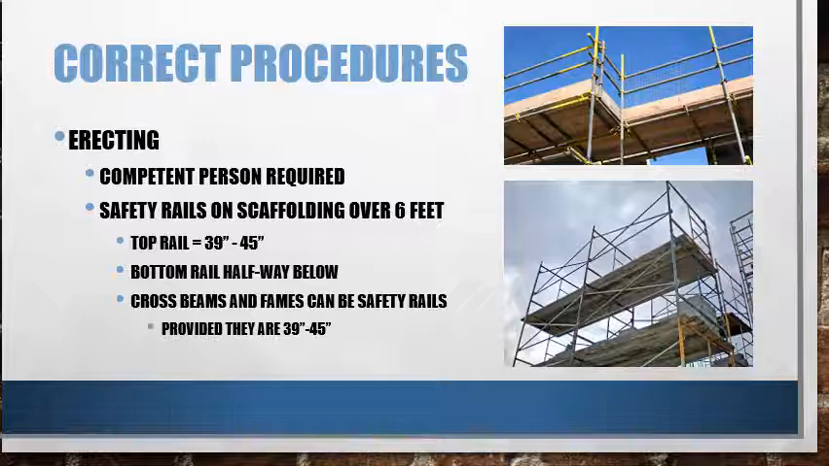You need to add 3 inches to 3 feet. 4 feet's too high. You have to subtract 3 inches from 4 feet. So it's between 3 and 4 feet is where that top rail should be. And then halfway down from that would be where your bottom rail is. And cross beams and frames can be safety rails provided they are in that 39 to 45 inch zone.